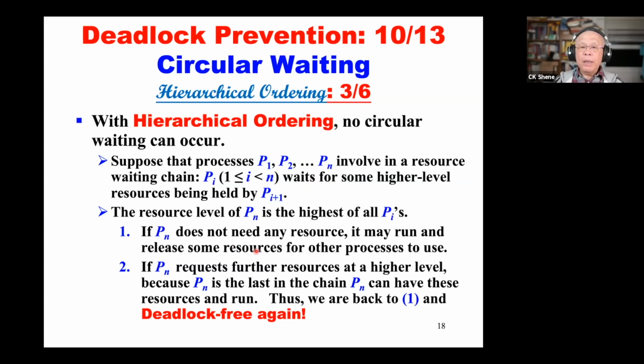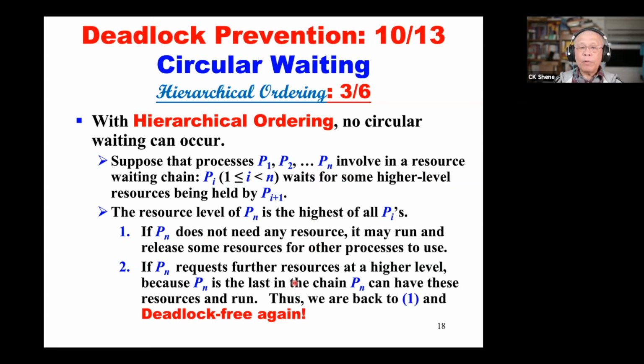So Pn may or may not request further resources. If Pn does not need any further resources, then Pn would run and eventually release some resources. Once Pn releases some resources, these resources may be used by P1, P2, or Pn-1. So deadlock is not there.